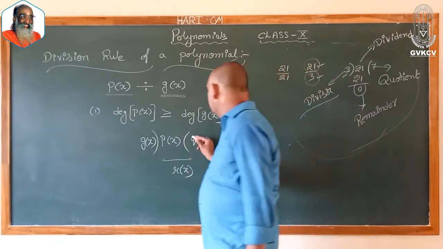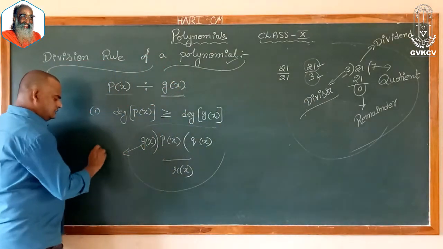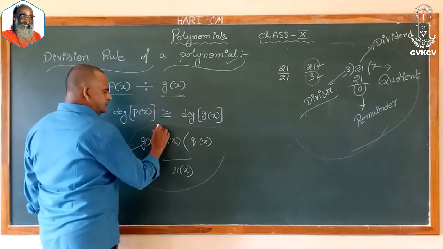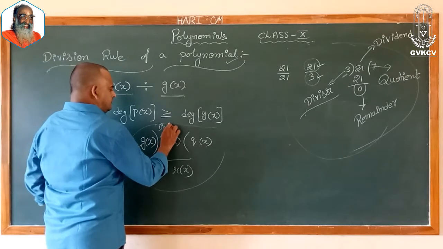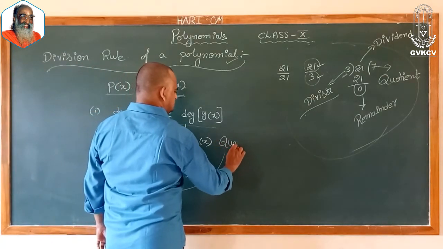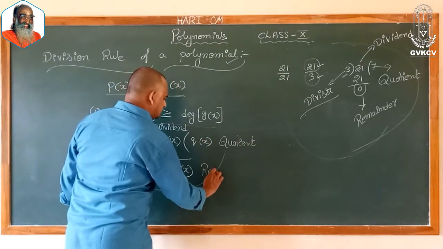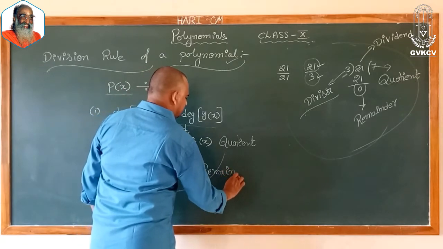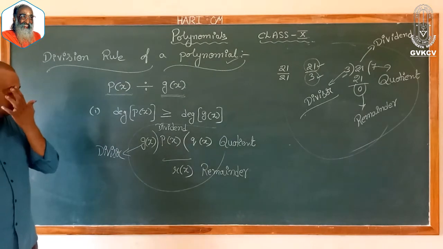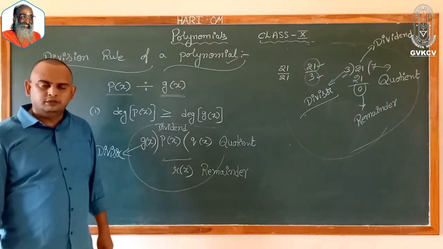So these are the polynomials we have. G of x is the divisor, P of x is the dividend, Q of x is the quotient, R of x is the remainder. So these are the values we are going to get while performing division between the polynomials.